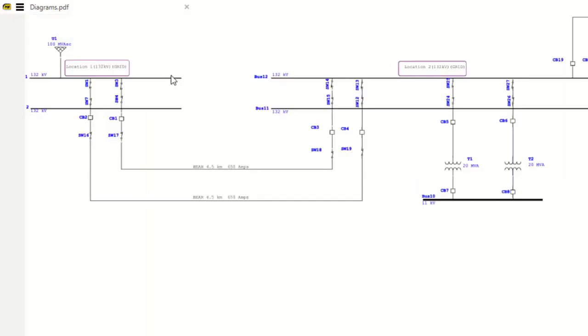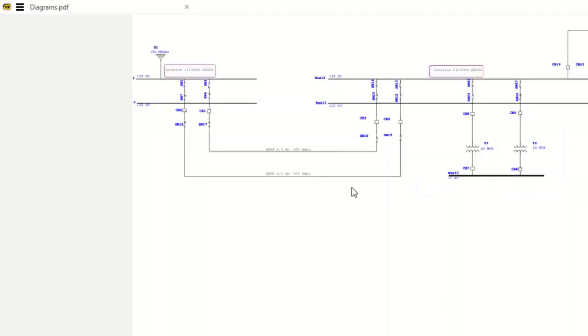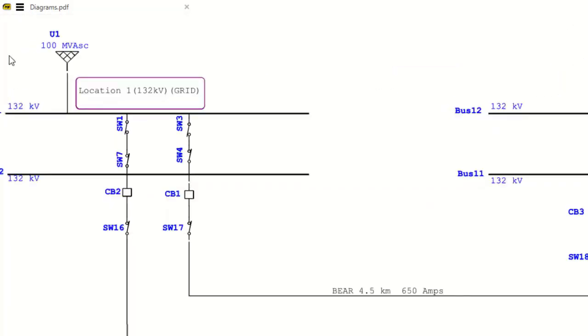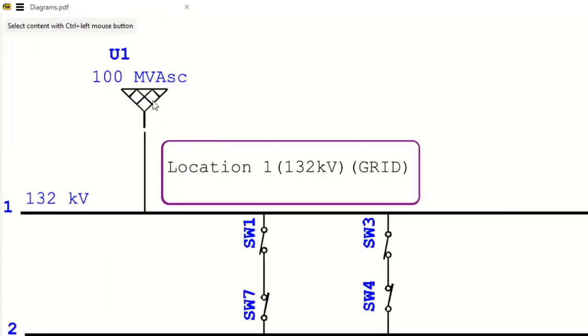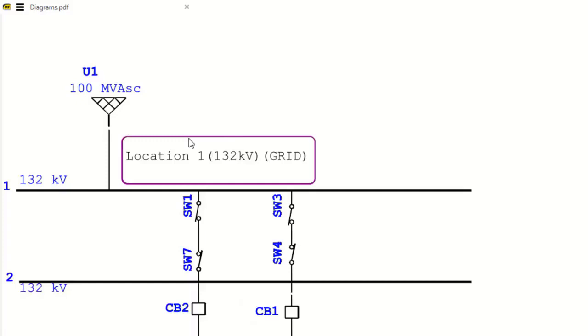So I'm just going to quickly show here what actually is going on. We have location 1. Here we have a symbol, which is a symbol of a power station. It could be a nuclear power plant, a thermal power plant, a wind turbine power plant, or hydroelectric.